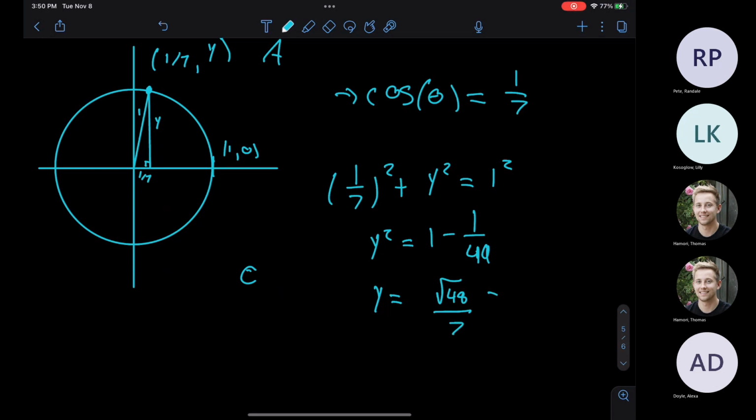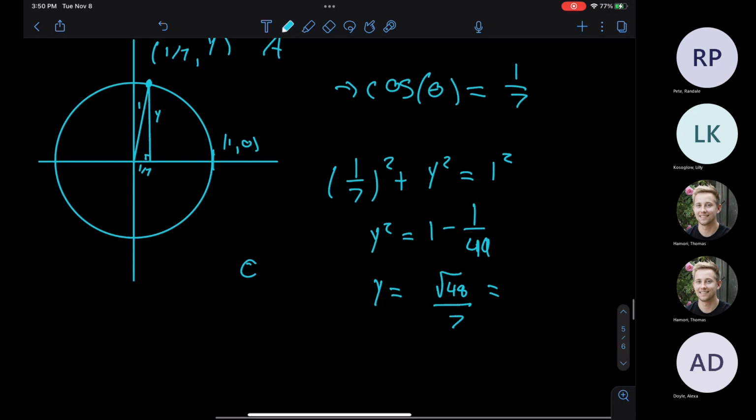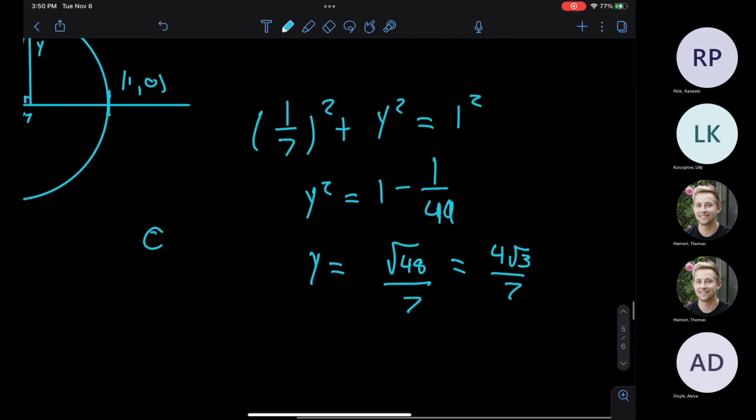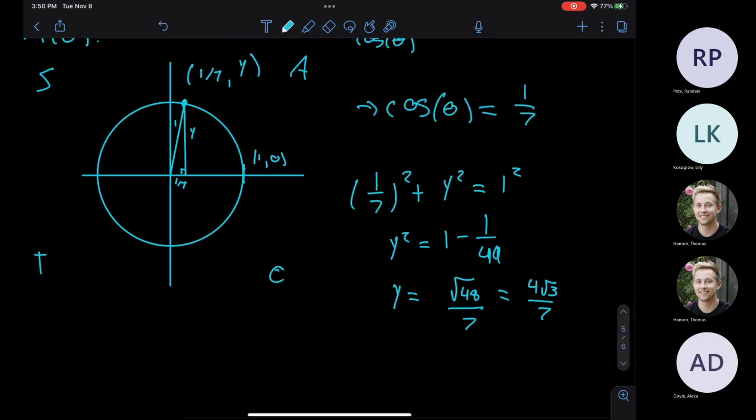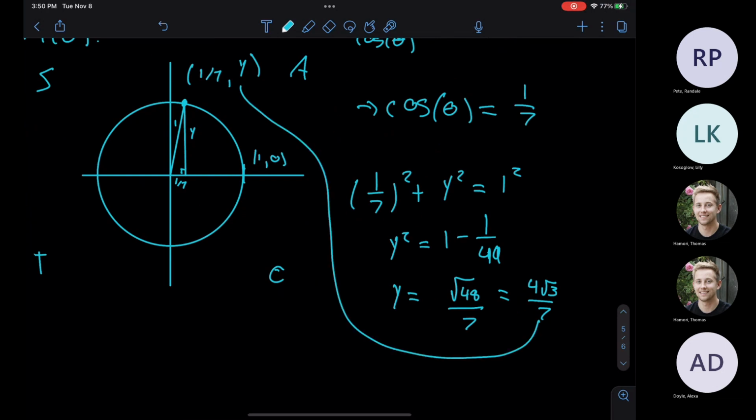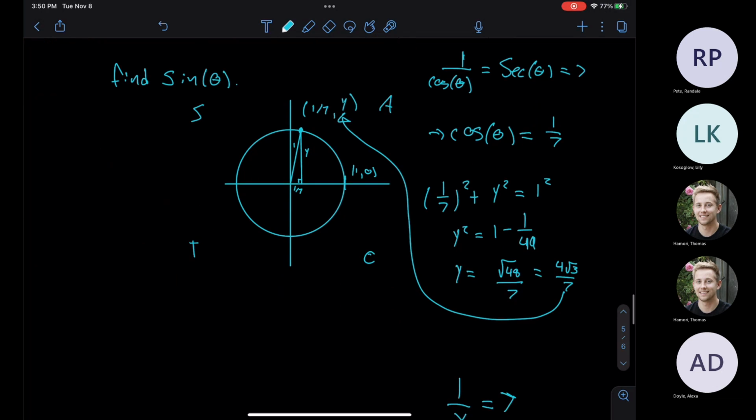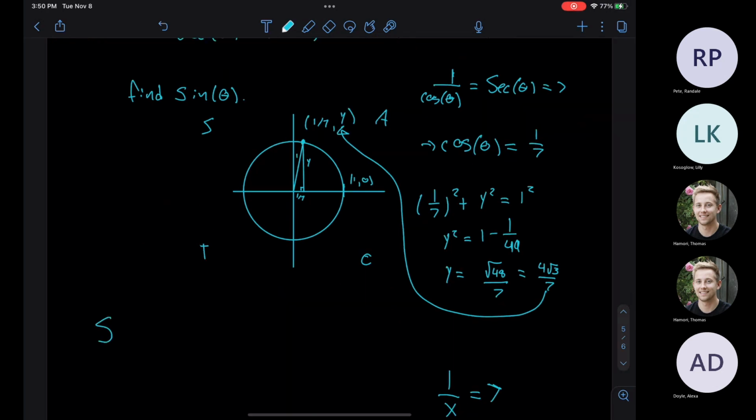And we can simplify that root on top a little bit. 48 is 16 times 3, so 4 square root 3 over 7. And that's the y-coordinate here. So what is sine of theta? Four square root 3 over 7. Yeah, it's just that y value, right?